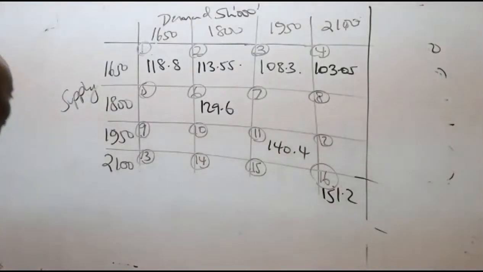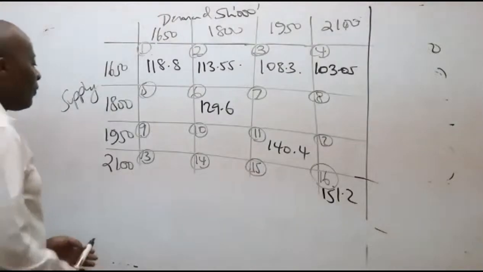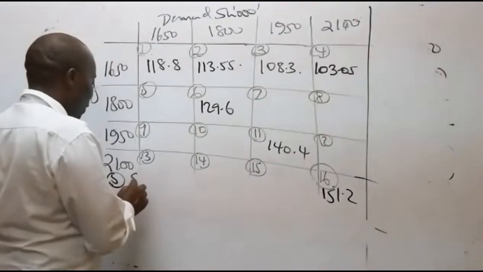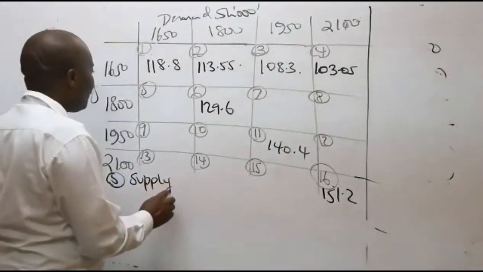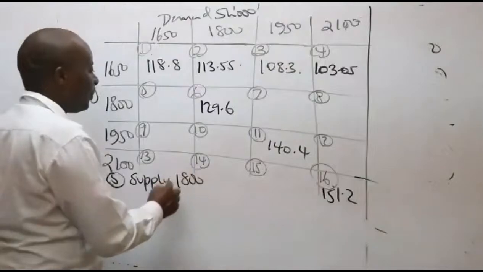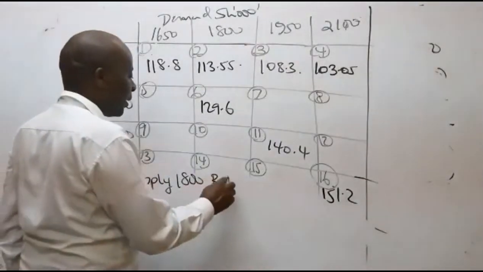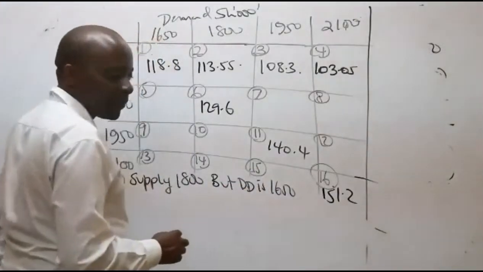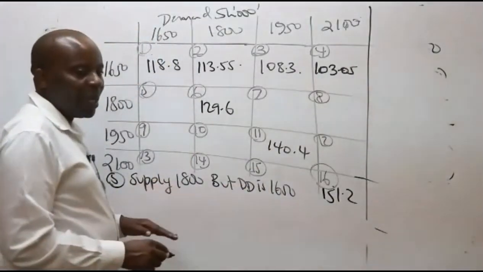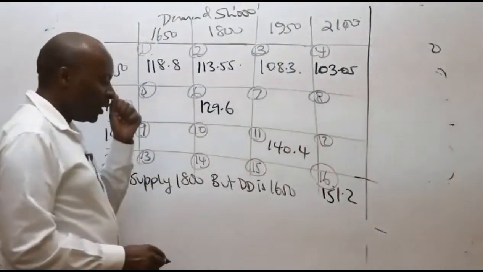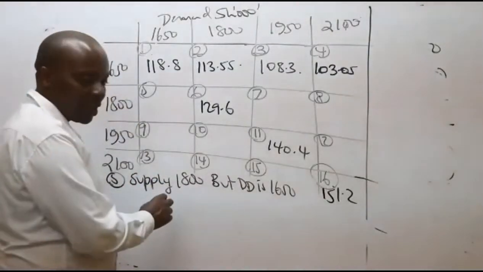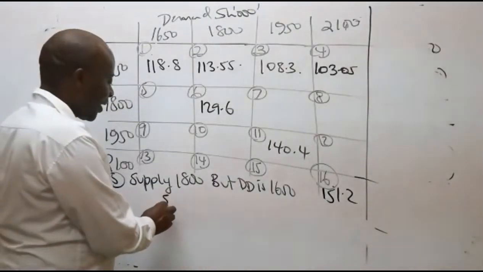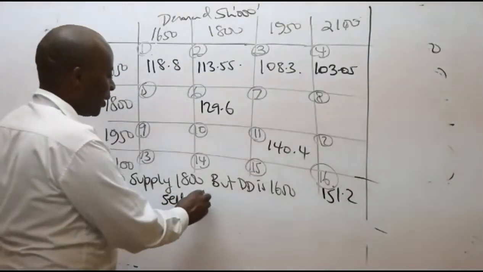Allow me to do this one. So this one is cell number 5. For cell number 5, ladies and gentlemen, we have supplied 1,800, but demand is 1,650. So of course, you'll compare supply and demand, and the effective one will be the lower. So in this case here, sell the lower, sell 1,650.